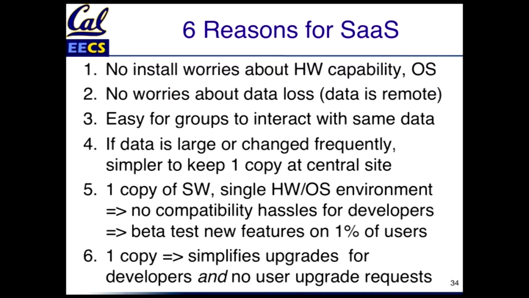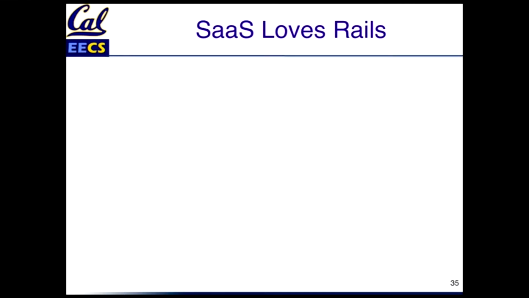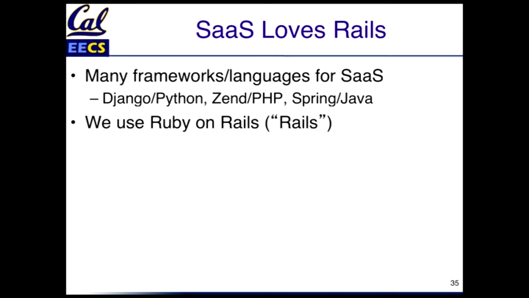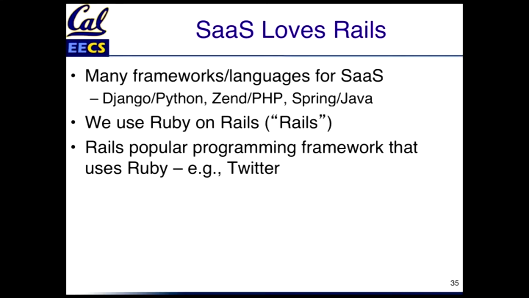So what's a good programming environment for SaaS? There are a lot of them. SaaS is so popular, there are lots of languages. But we use Ruby on Rails, which is called Rails for short. Rails is a really popular framework. It gets used by Twitter, for example.